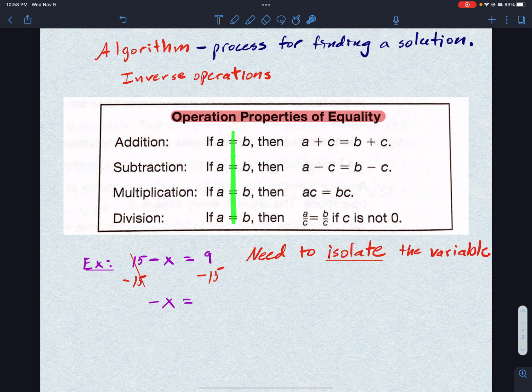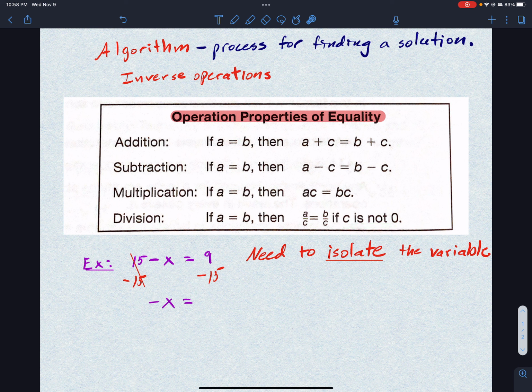So think of your equal sign as kind of your separator between the left side and the right side. If you do something to the left, you have to do it to the right. If you do something to the right, you have to do the same thing to the left. All right. Just one little note here. It says that as long as C is not 0, and that's just because we can't divide by 0, right?